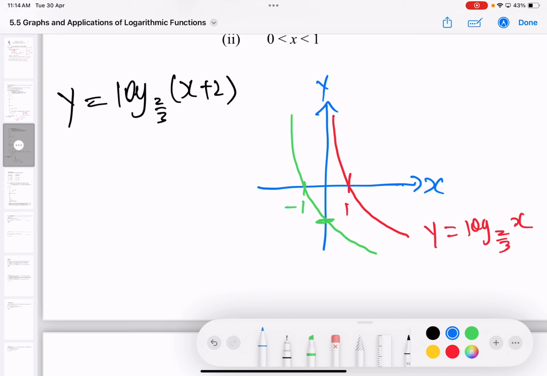If you want to find the value of the y-intercept, you guys learned before, right? You guys got a very high score for your EMAT. You just need to substitute the value of x into this equation. So if you substitute, when x is 0, y is log base 2/3 of 2.